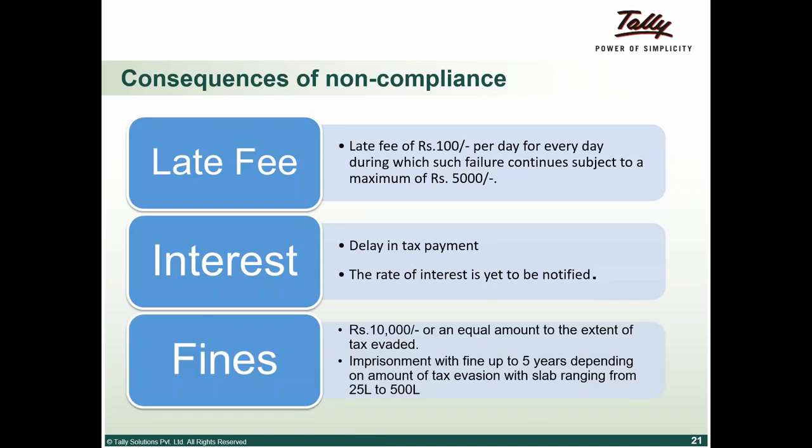Fines of 10,000 rupees or an amount equivalent to the tax amount evaded. And there is also prosecution, where if the tax evasion ranges from 25 lakhs to 500 lakhs, then there is going to be a penalty and also imprisonment ranging from 1 year, 3 years to 5 years for the non-compliance. Okay.